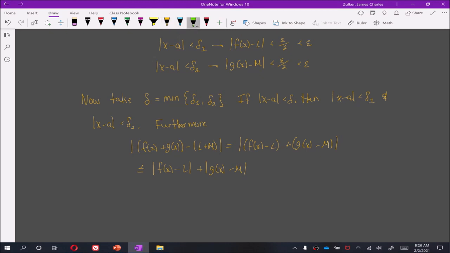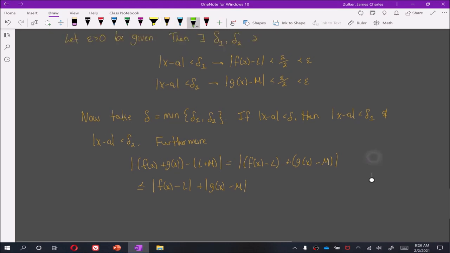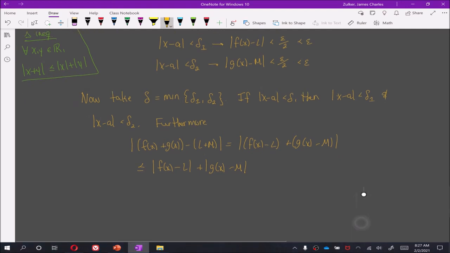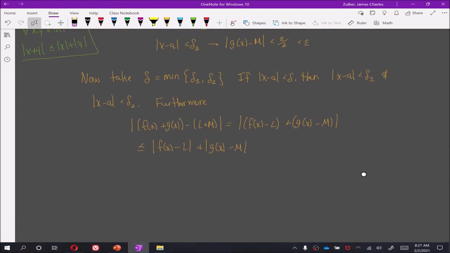So the triangle inequality, let's write it up here. Triangle inequality says for all real numbers x and y, the absolute value of x plus y is less than or equal to the absolute value of x plus the absolute value of y. This is a property of real numbers. All right, so that's what we did down here.